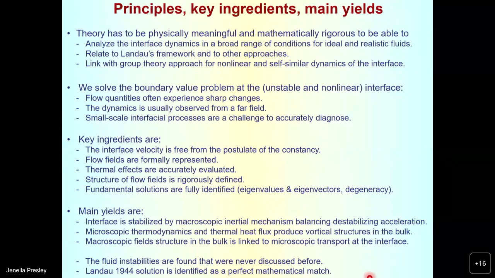The key ingredients of this analysis are, first, that our interface velocity, whatever it is, we don't presume that we know what it is. And it's free from the postulate of constancy. We represent the flow fields very formally, and we derive them in each of the particular circumstances. We accurately account for the thermal effects and rigorously define the flow field structures. And then we identify fundamental solutions.